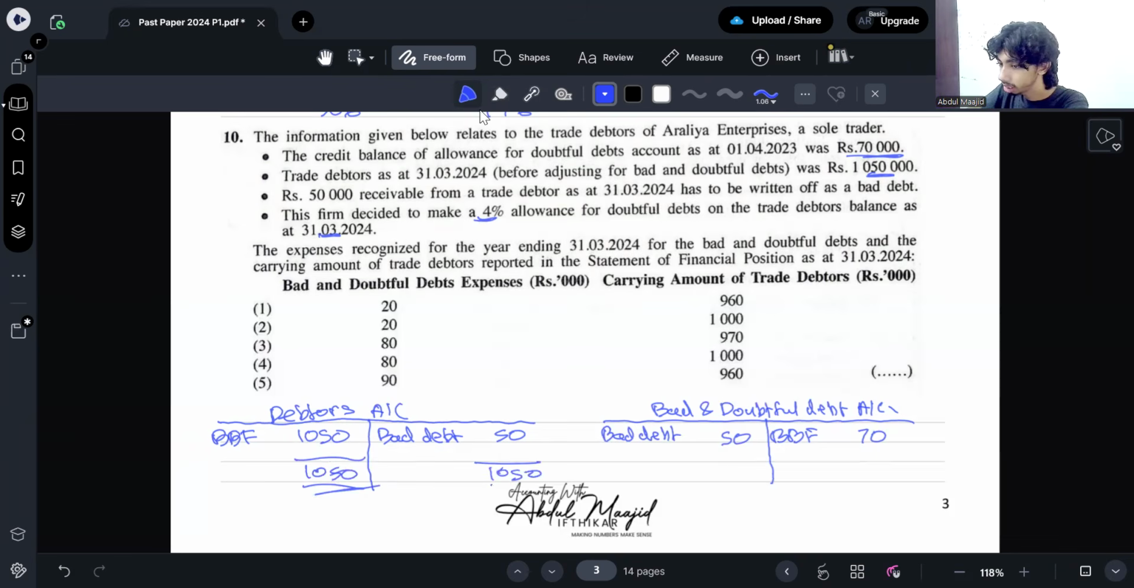Closing debtor balance will be 1 million. Then how much is 4% of 1 million? 4% of 1 million is 40. Then the closing bad and doubtful debt balance will be 40. So the closing bad and doubtful balance, you will figure it out by multiplying this allowance percentage with the closing debtor balance, right? 4% of 1,000 is 40. And when you balance off, you can find your bad and doubtful debt expense to show in the income statement. 90 minus 70, that is 20,000.